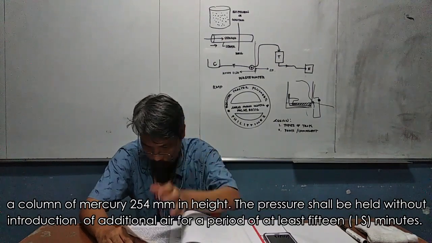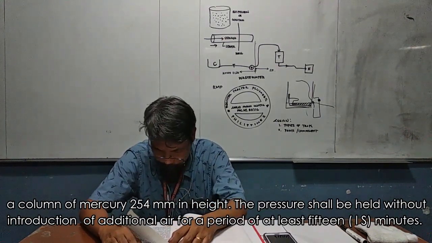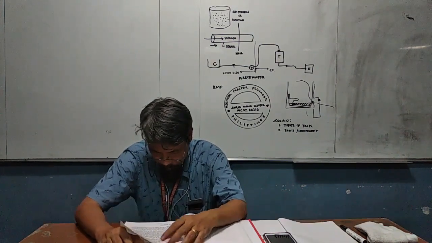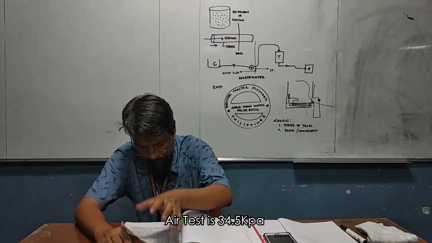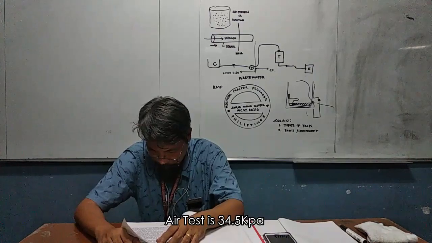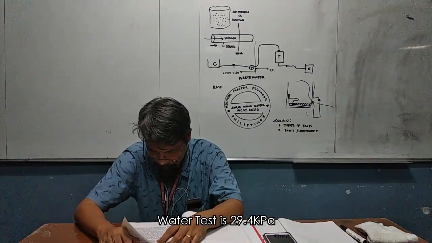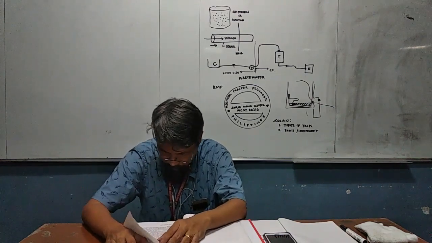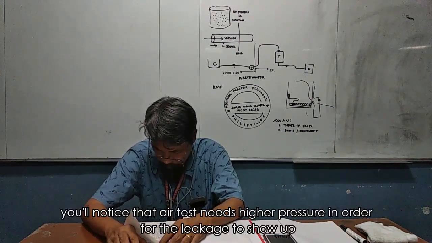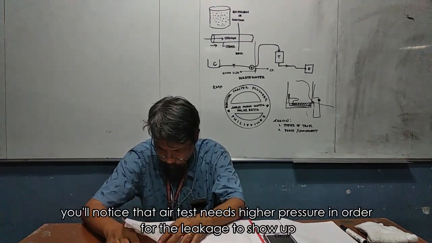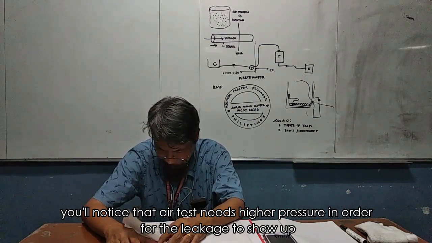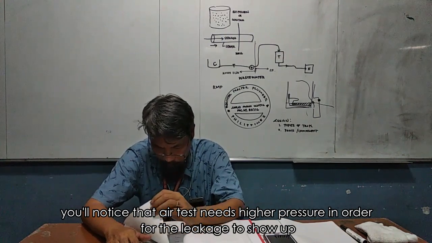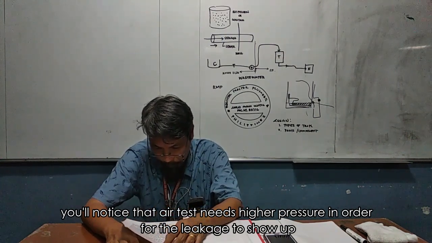The mercury column pressure shall be held without introducing additional air for a period. The air test is 34.5 kPa, water test 29.4 kPa. You'll notice that the air test needs higher pressure in order for the leakage to show up.